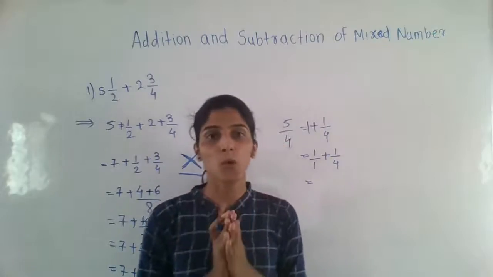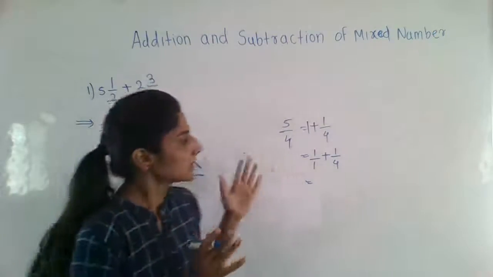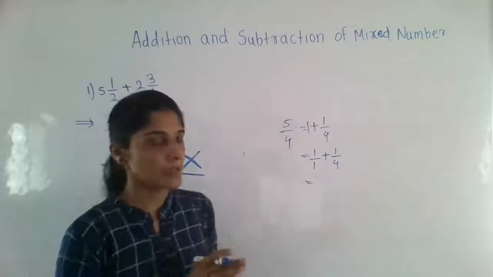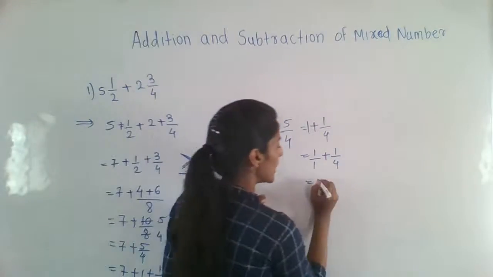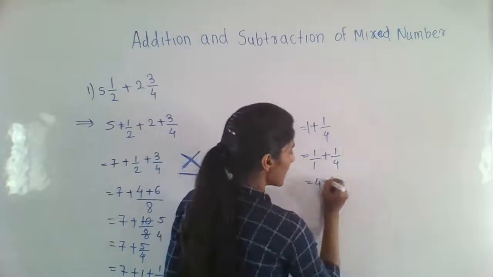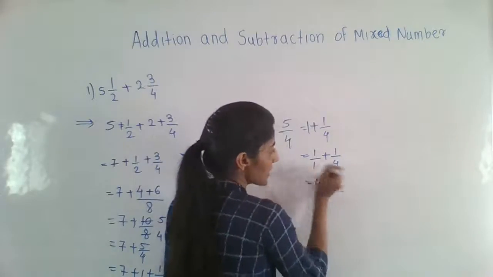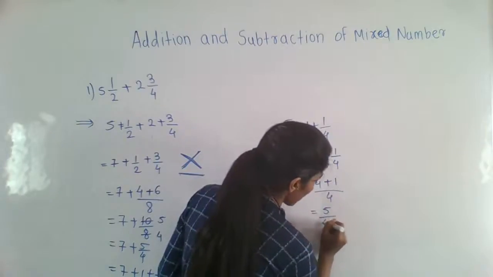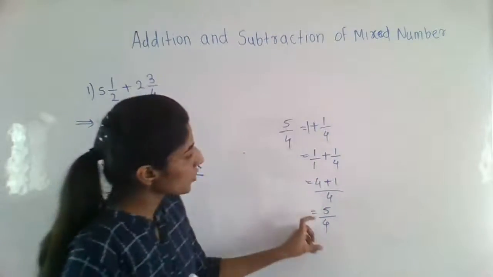You will know both the methods now. Then here I can use the cross multiplication, which is easy for me. Therefore 4 into 1 is 4, 1 into 1 is 1, and 4 ones are 4, that is equal to 5 by 4. Okay, means we get our original value.